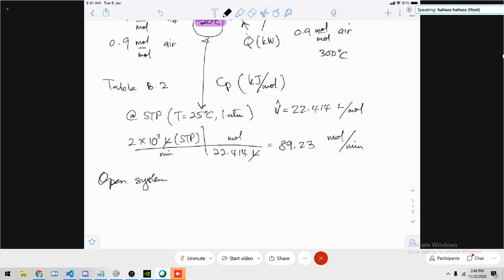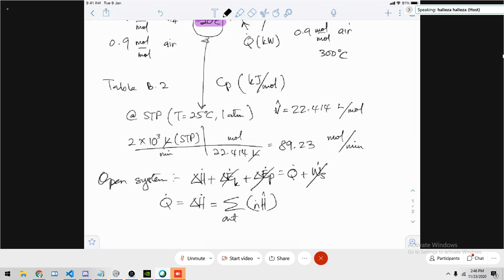Again, the same equation as we wrote in the previous example. The change in enthalpy plus the change in kinetic energy plus the change in potential energy is equal to heat plus your shaft work. Again, we're going to assume there's no shaft work, no potential energy change, no kinetic energy change. Give the reason. I'm not going to write down the reason, but you know what to do. So you end up with the final equation: the rate of heat transfer is equal to the rate of enthalpy change. If you expand that, it is outlet molar flow rate times specific enthalpy minus inlet molar flow rate times specific enthalpy.